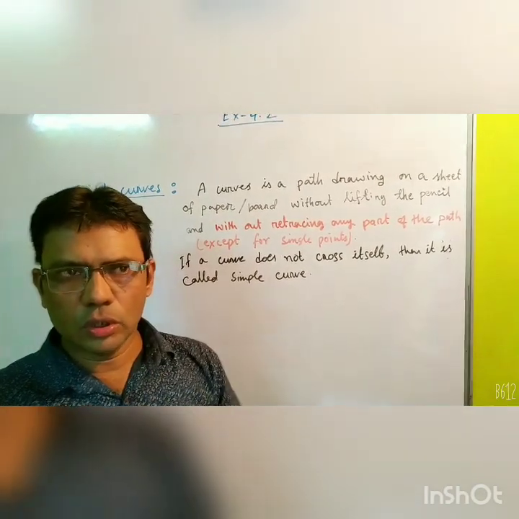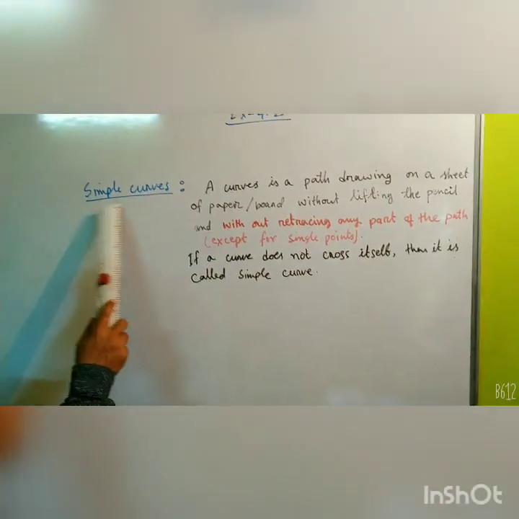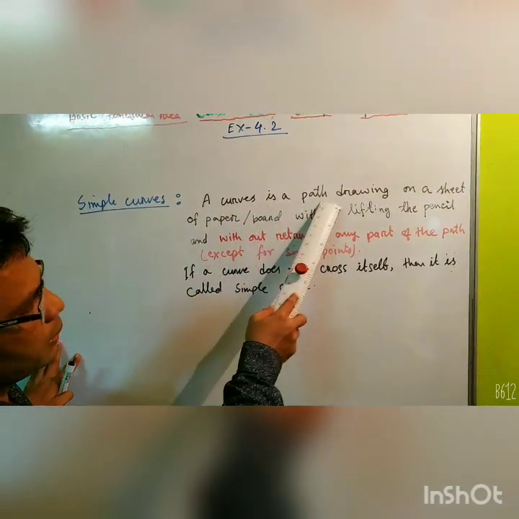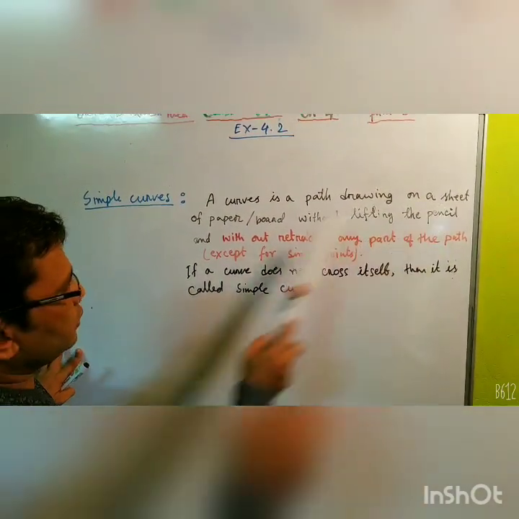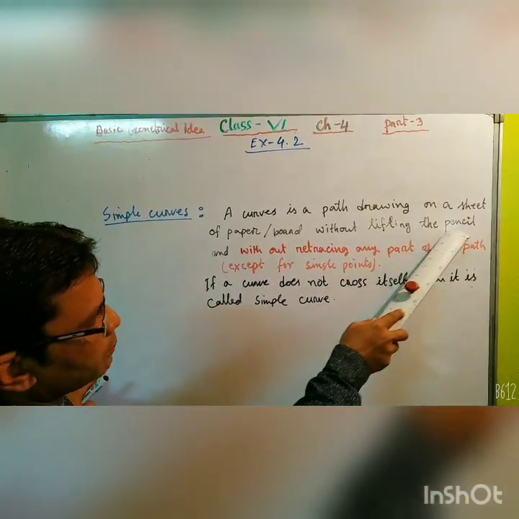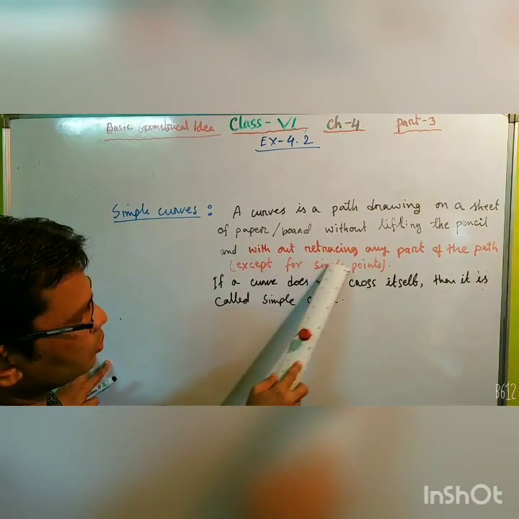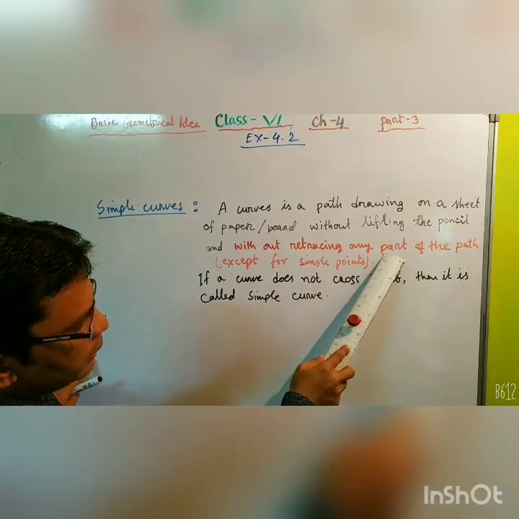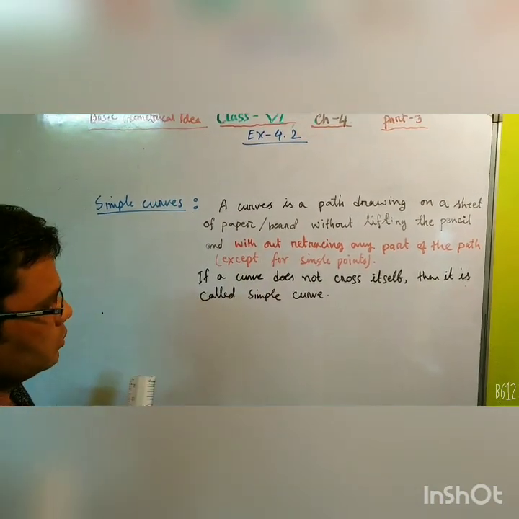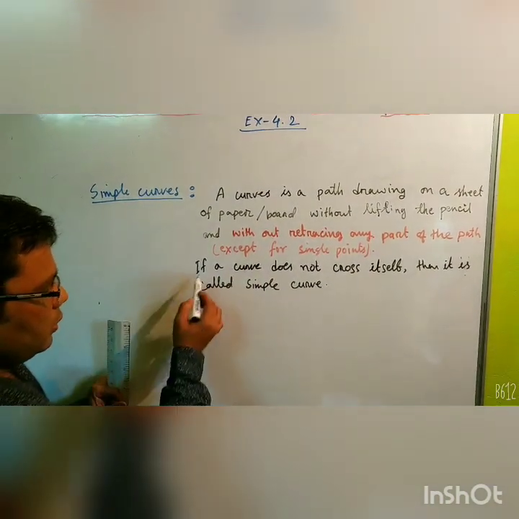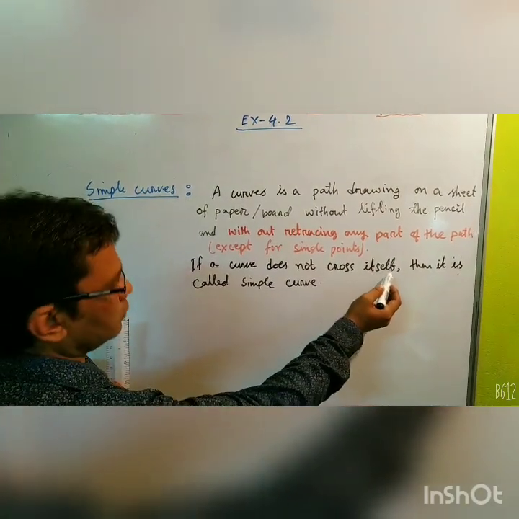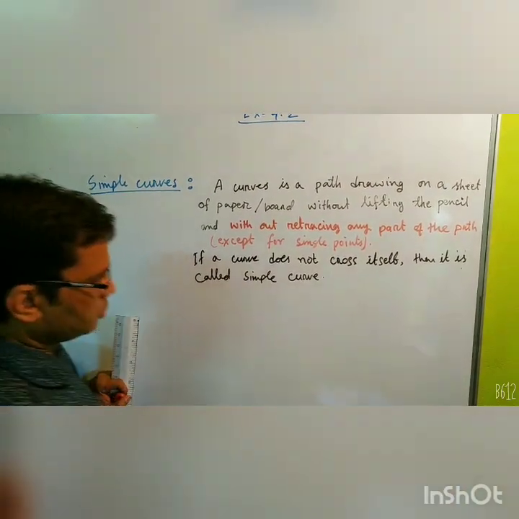First one is simple curve. A simple curve means a curve is a path drawn on a sheet of paper or board without lifting the pencil and without retracing any part of the path except for single points. Or we can say, if a curve does not cross itself, then it is called a simple curve.